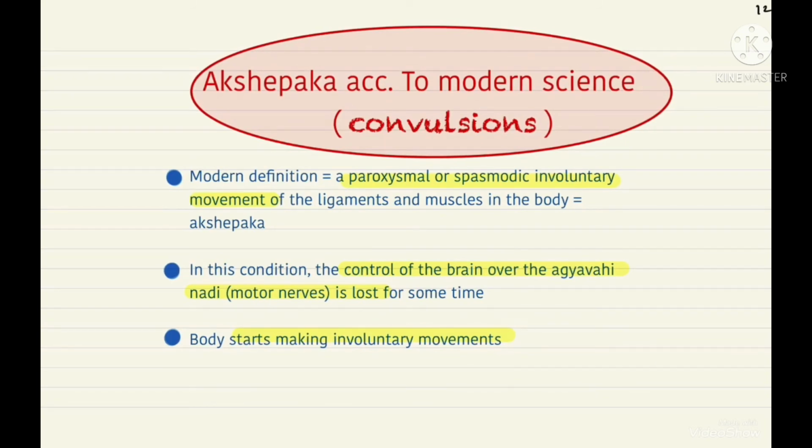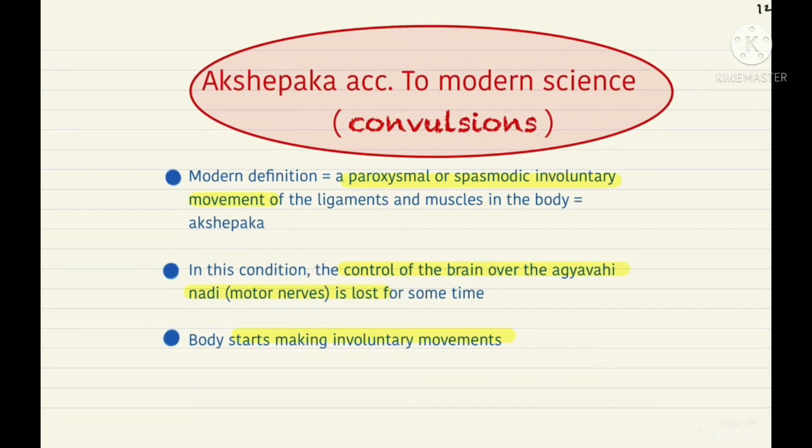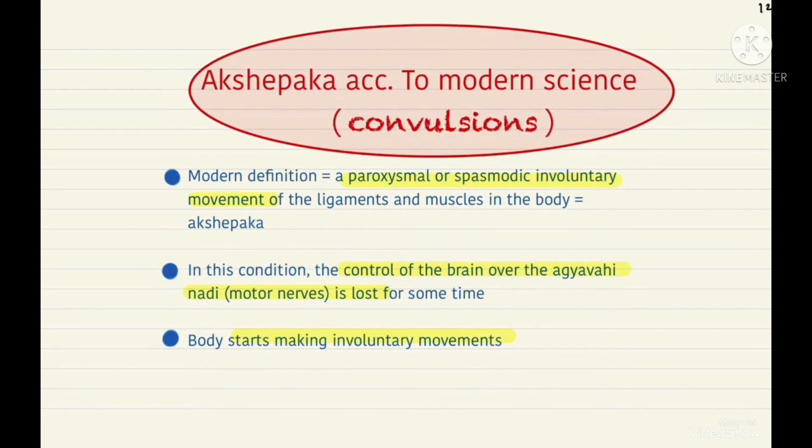The Agyavahi Nadi, as the name suggests, controls the voluntary movements, right? In this condition, the control of the brain over those voluntary movements is lost for some time, and during that time the body starts making involuntary movements. This is the Samprapti, as we call it in Ayurveda, of what happens in convulsions: the control of the brain over the Agyavahi Nadi is lost for some time, and the body starts making involuntary movements on its own.